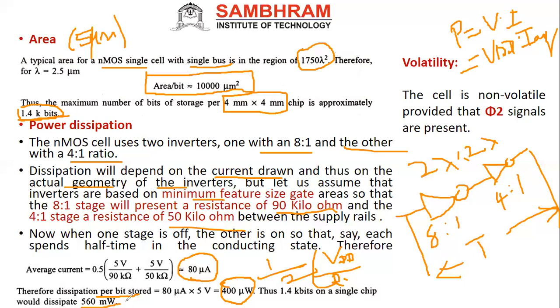Now, which kind of dissipation is this? It is a static power dissipation. As you know, static power dissipation is when there is a direct current flow from VDD to VSS. That is what we are calculating, how much it is, from VDD to VSS. Now the volatility: the cell is non-volatile, provided that the phi 2 signals are present. Okay, so it is a non-volatile memory.